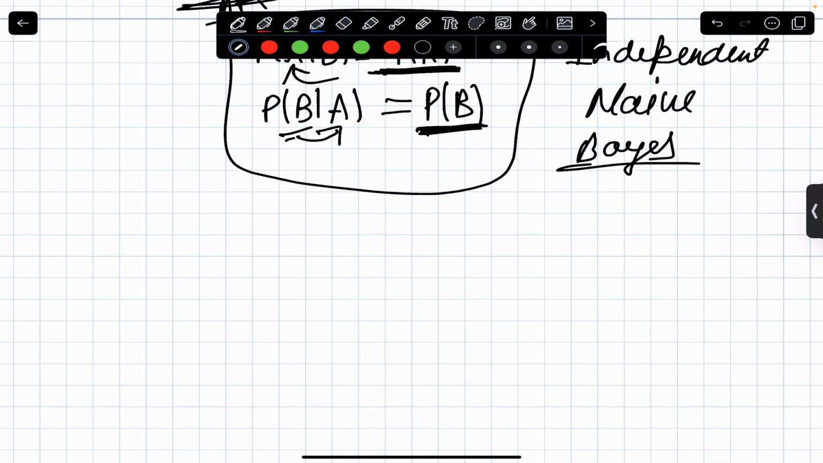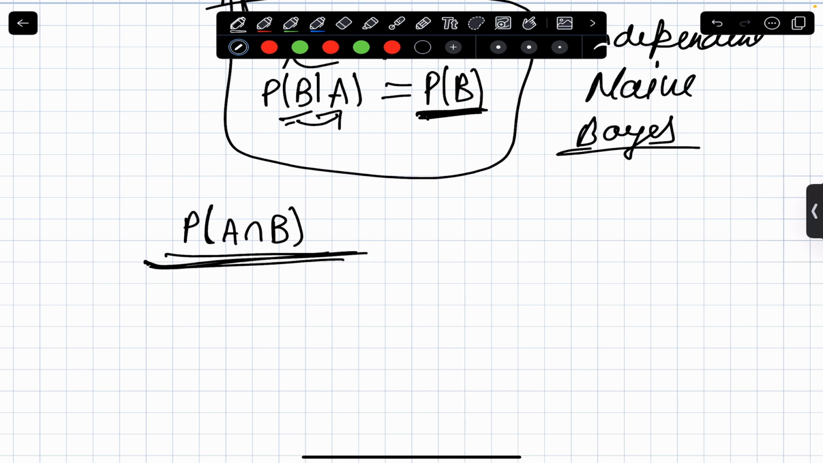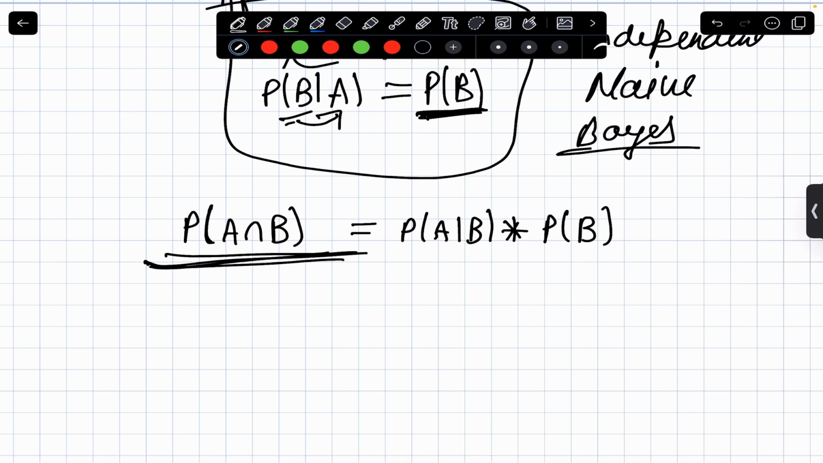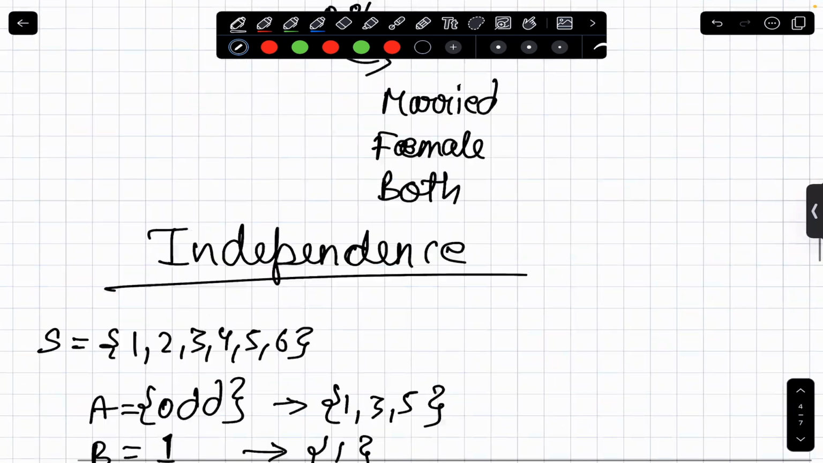Now, we can do another way of checking whether it is independent or not. How? Suppose we know a formula that the probability of A intersection B is something. Try to remember it. What is it? It is the probability of A given B into the probability of B. Isn't it? It is.